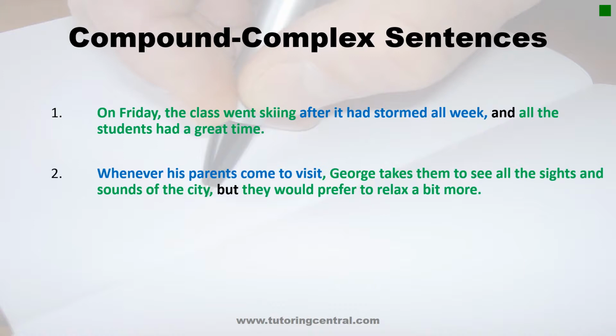Number 2, we have: Whenever his parents come to visit, George takes them to see all the sights and sounds of the city, but they would prefer to relax a bit more. Well, we started off with a dependent clause in this case, whenever his parents come to visit. That word whenever turns this into a dependent clause. It needs something else, and we have it with an independent clause, George takes them to see all the sights and sounds of the city. And another independent clause, they would prefer to relax a bit more. So again, we have 2 independents and 1 dependent, but they're just arranged a little bit differently.